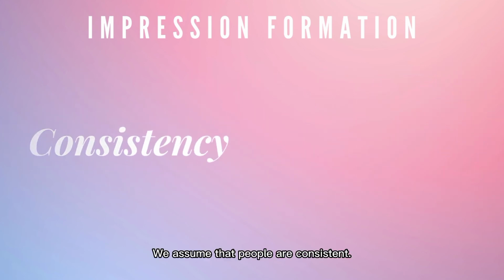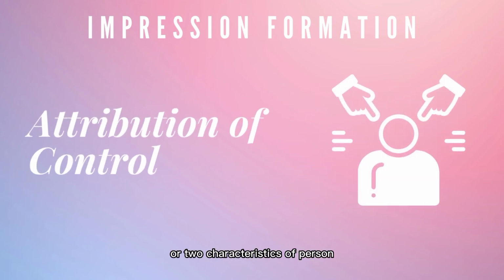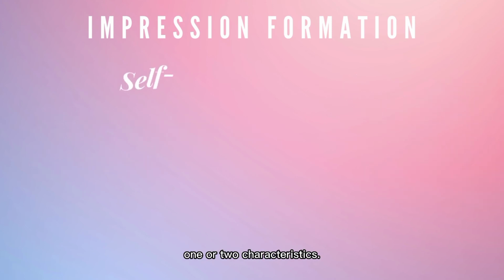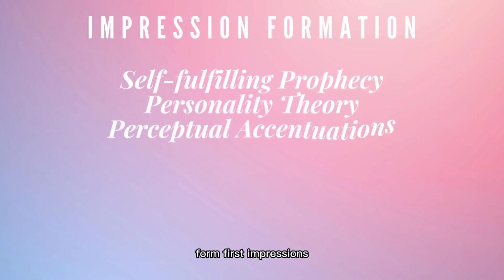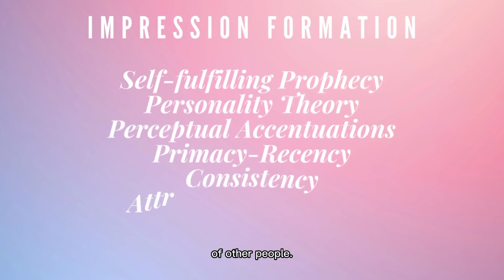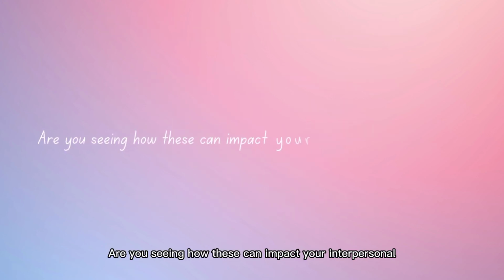We assume that people are consistent, and we single out 1 or 2 characteristics of a person and attribute everything that a person does to these 1 or 2 characteristics. It is not bad to have these shortcut perceptions since we all form first impressions of other people. Yet, we have to remember that it is not always right. Instead, be more open to know more about others, to understand them and also ourselves. Are you seeing how these can impact your interpersonal relationships?